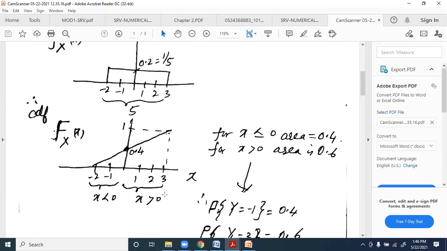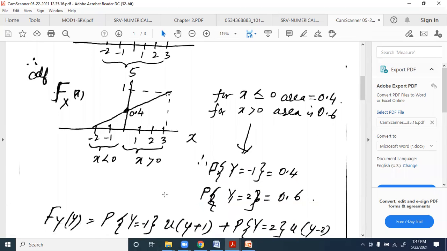Further to this, we can try to write the values over here. For x less than 0, the area of this part is 0.4, and for x greater than 0, the area will be 0.6. You can find the area like this. This is a triangle with base 2 and height 0.4, so half into base into height gives the area, which is 0.4.